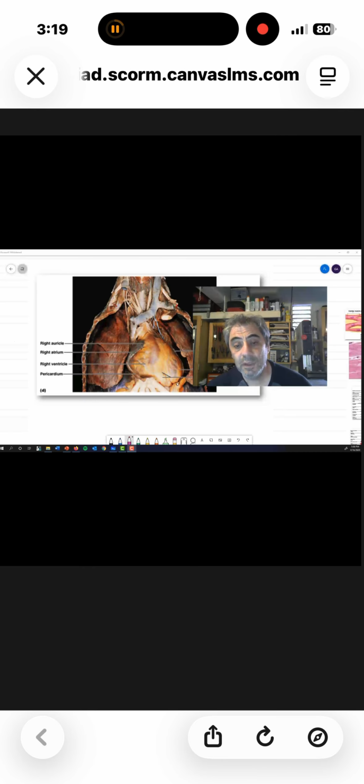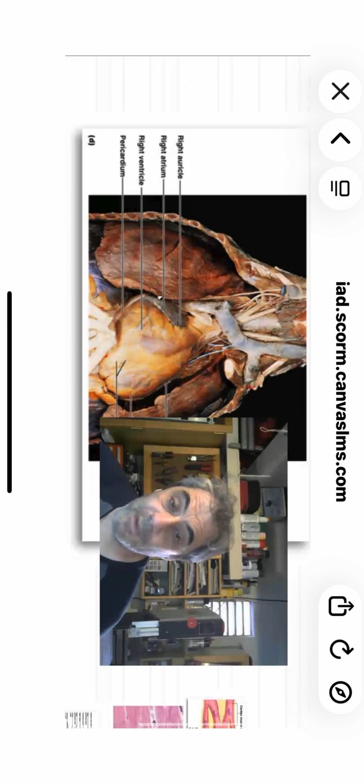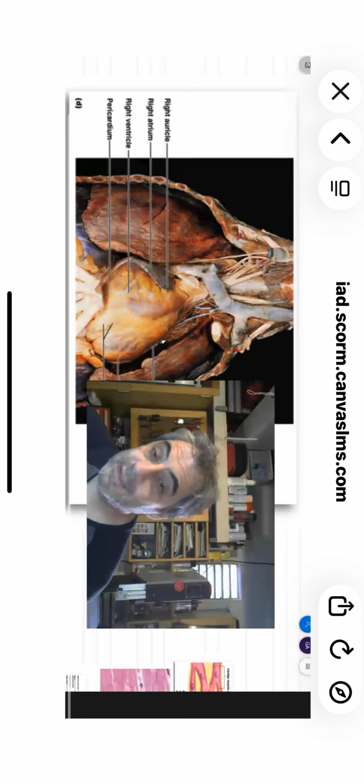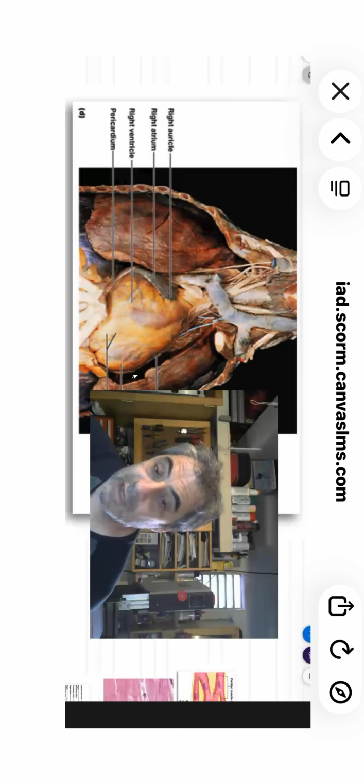Heart within the mediastinum. This is not a human. This is some quadruped, maybe a cat or a rabbit. But we can see the heart. It's outside of the pericardium. The pericardial sac has been removed.